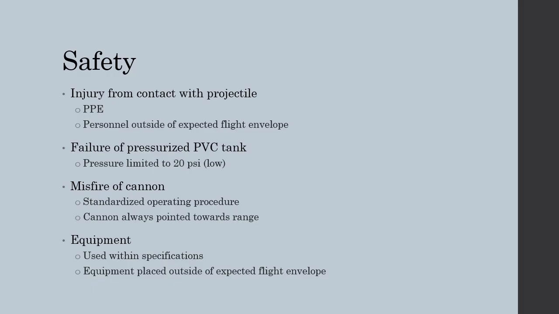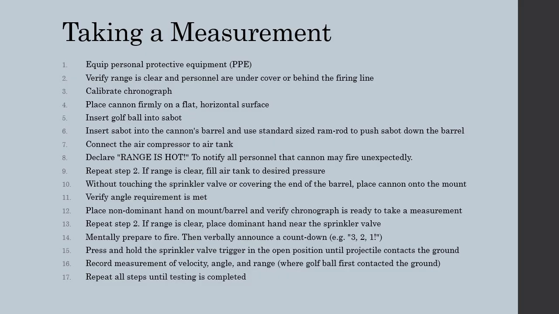Third, misfire protocols. We followed a standardized operating procedure for every launch. The cannon was always pointed safely downrange, and we had clear communication before firing. Finally, equipment safety. All instruments were used strictly within their specifications. We also placed them outside of the flight envelope so that no equipment could be struck by the projectile. Here is our standardized operating procedure for conducting the golf ball launch test. If you would like to read it thoroughly, pause the video here.